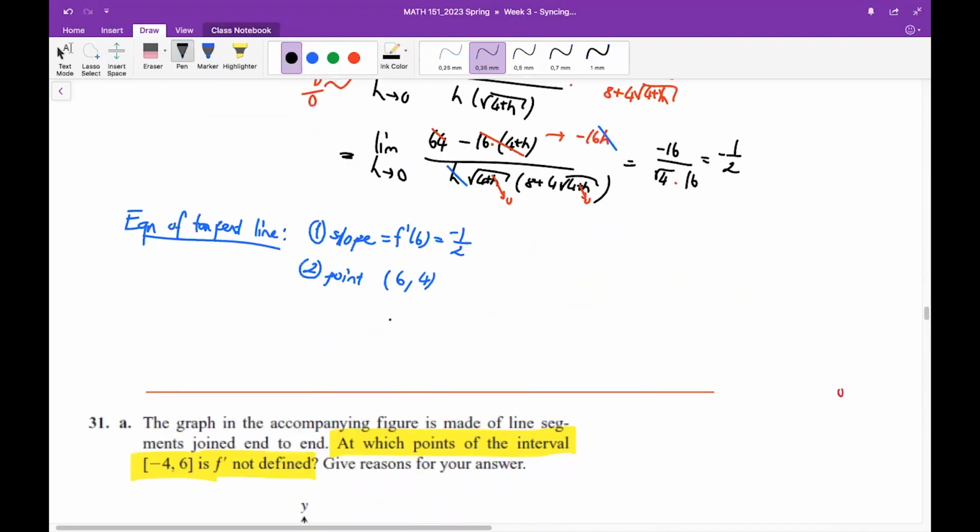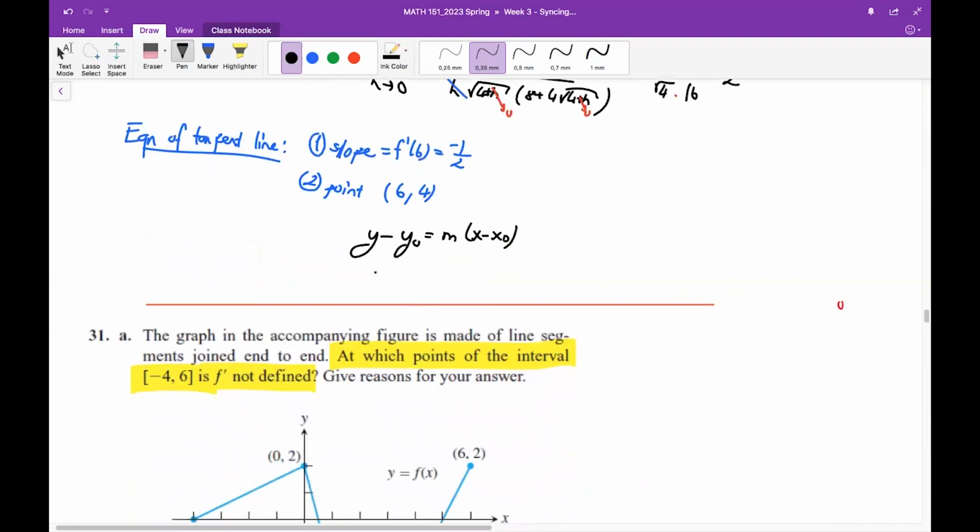Then you use your famous equation of the tangent line formula like that, m times (x minus x0). So it goes like y minus 4 equals minus 1/2 times (x minus 6), right? These are x0, y0, and the slope inserted. Okay, this is the equation of your tangent line. Any questions?